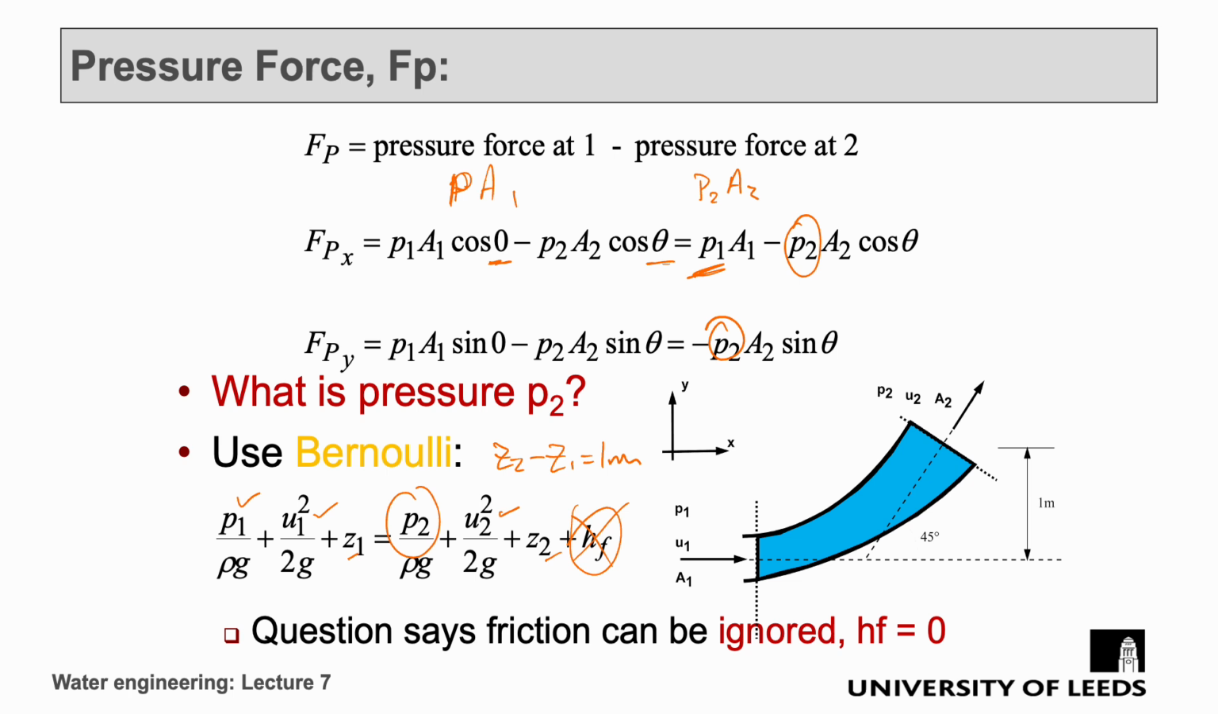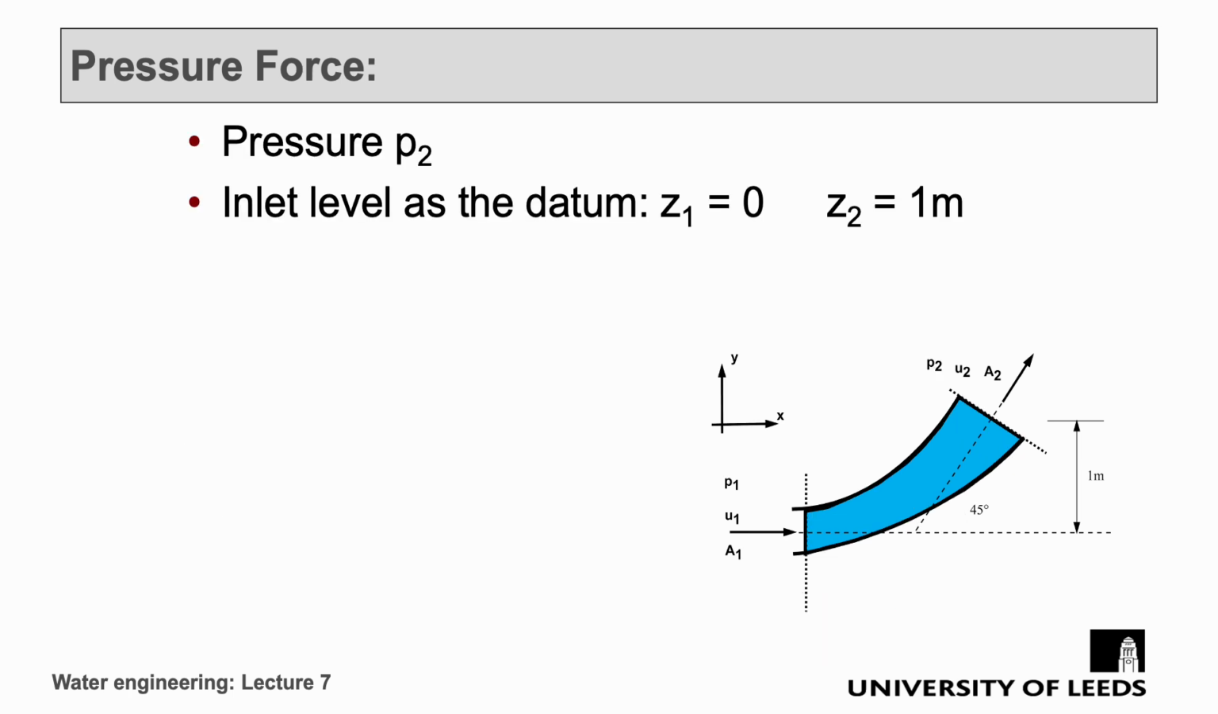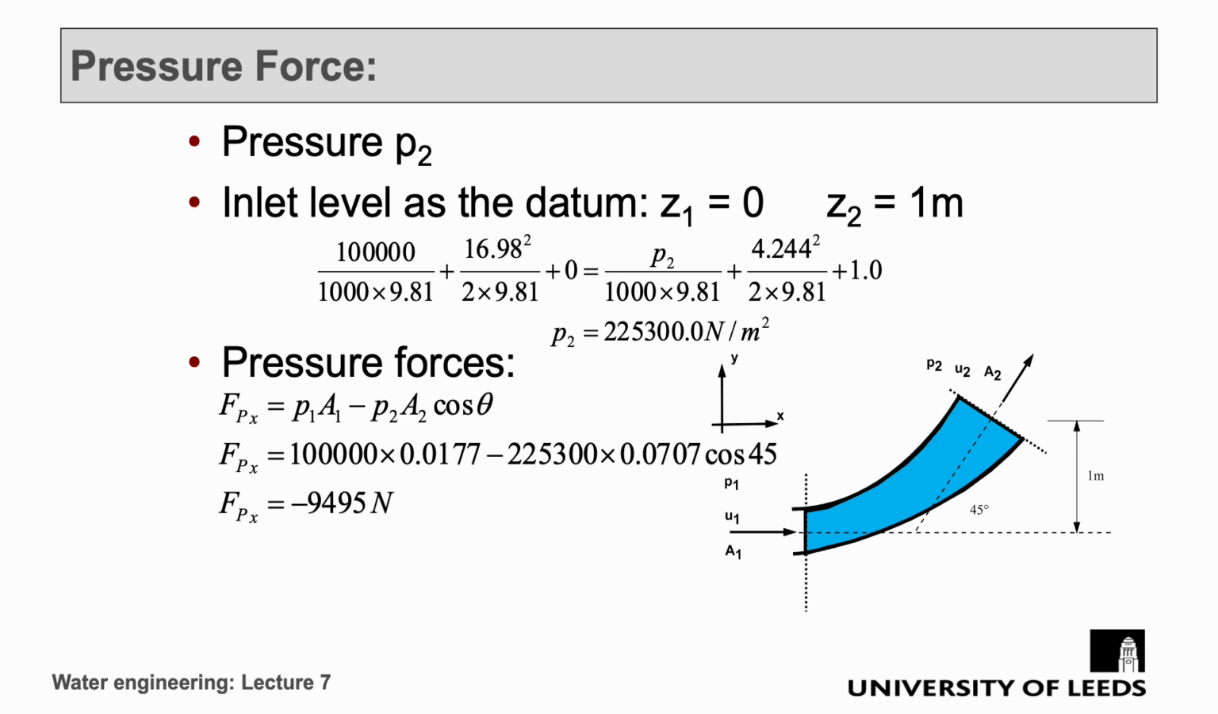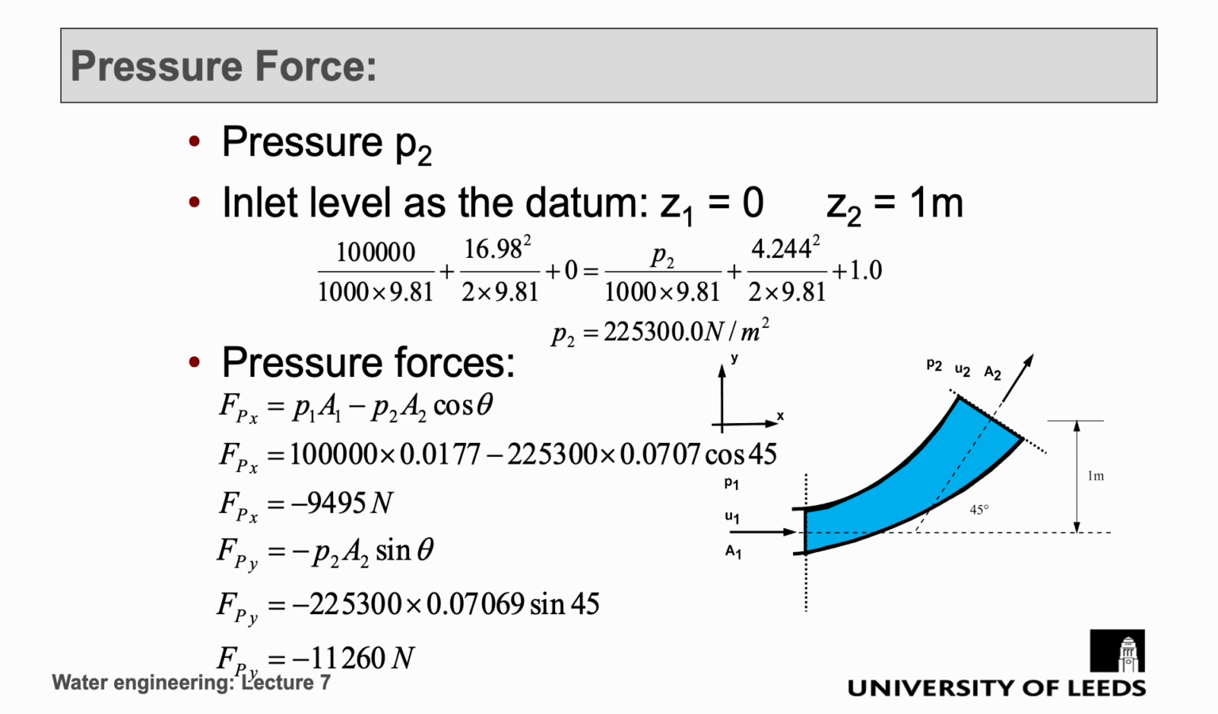So pressure P2, put these numbers in, and we get P2 is equal to 225.3 kilonewtons per meter squared. We can then put this into our pressure force calculations. Px is minus 9495 newtons, and Py is minus 11,260 newtons. So that's the force on the fluid due to the pressure difference.